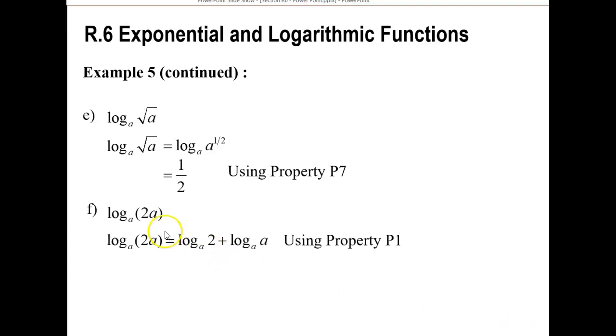Next, we have log base a of 2a. So we're going to split that up into log base a of 2 plus log base a of a with our product property again. Splits to the sum. Log base a of 2 was given initially to be 0.301, and then here, log base a of a, remember that the power, like up here, the power was a half, that's what we got, a half. Here the power is 1, so that value would be 1. So 1.301.